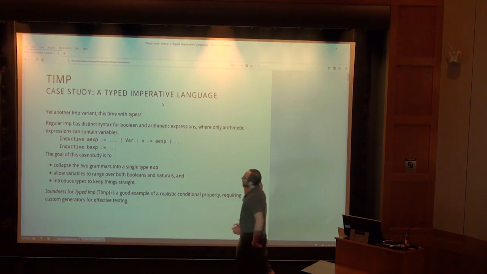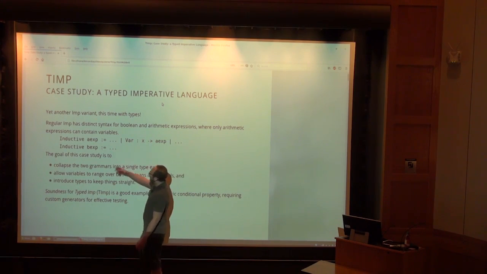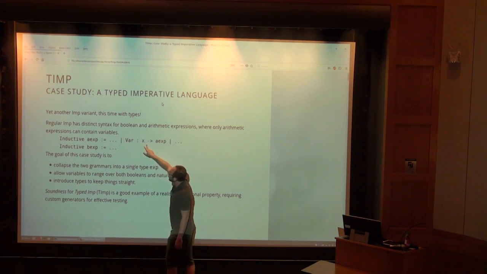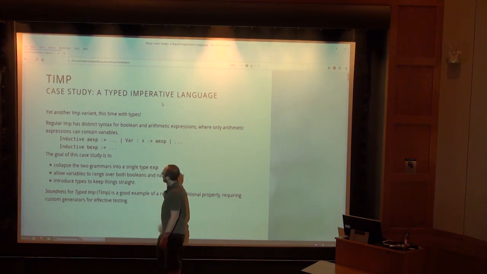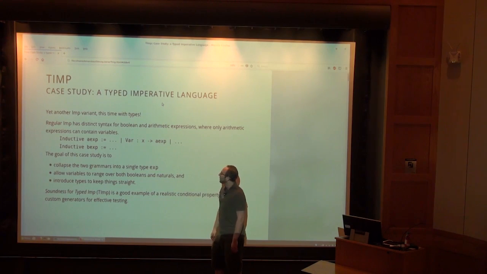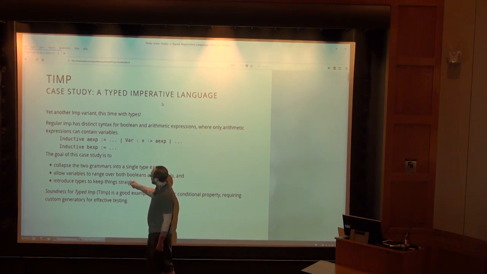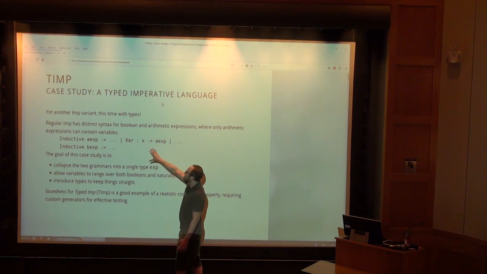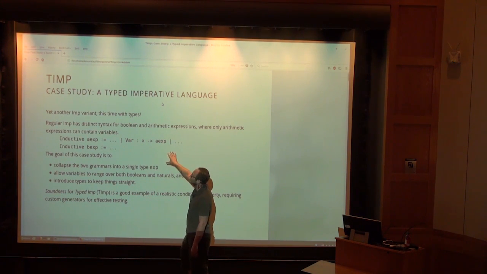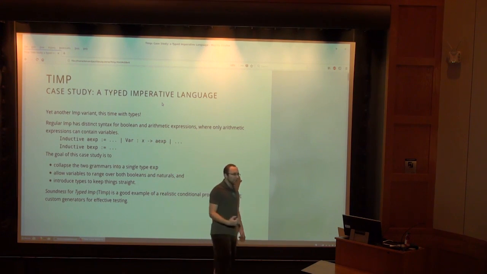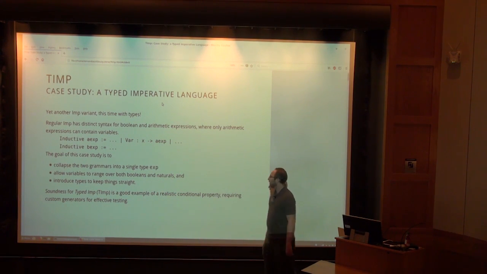So regular IMP had this feature where we had two distinct namespaces for arithmetic and Boolean expressions. And in fact, variables were only allowed in arithmetic expressions. That is very convenient if you are proving things about a language, but very inconvenient when using it. So the goal of this case study is to collapse the two grammars, have one type of expressions, allow variables to range over both, and then introduce types to keep things sane.